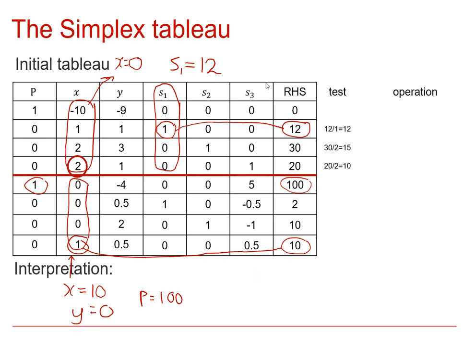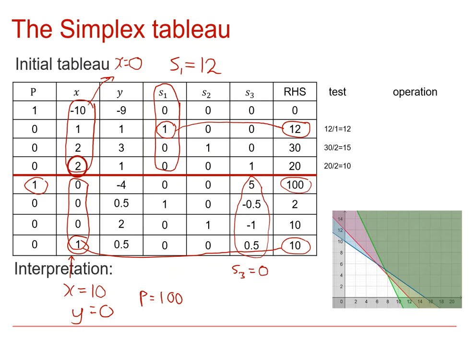And another thing to mention is that this S3 is now non-basic as well, so S3 is now equal to 0. So if we look at the graph, what that means is that where we started with x and y both equaling 0. So we started here, we started at the origin. And at the origin, because of the nature of the objective function, that meant that p was equal to 0 as well.